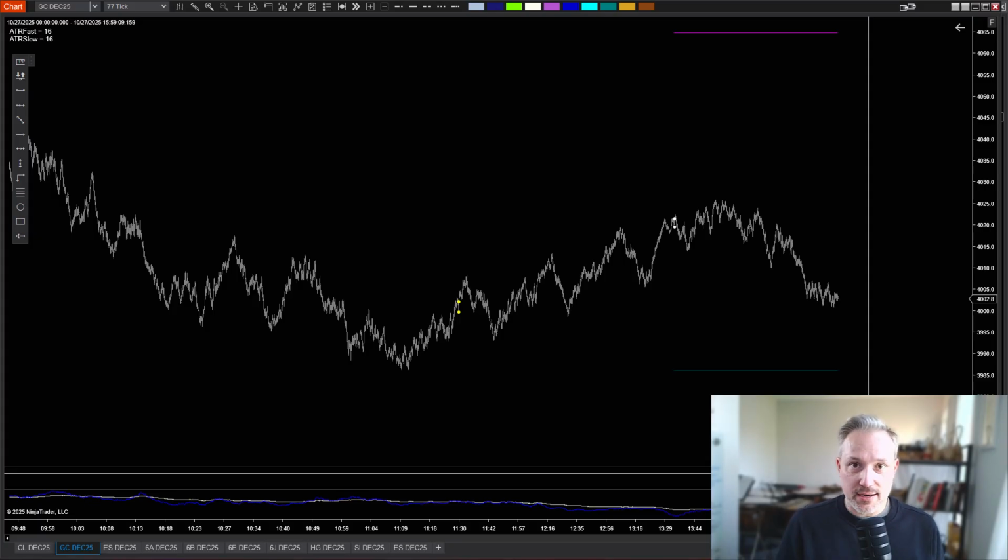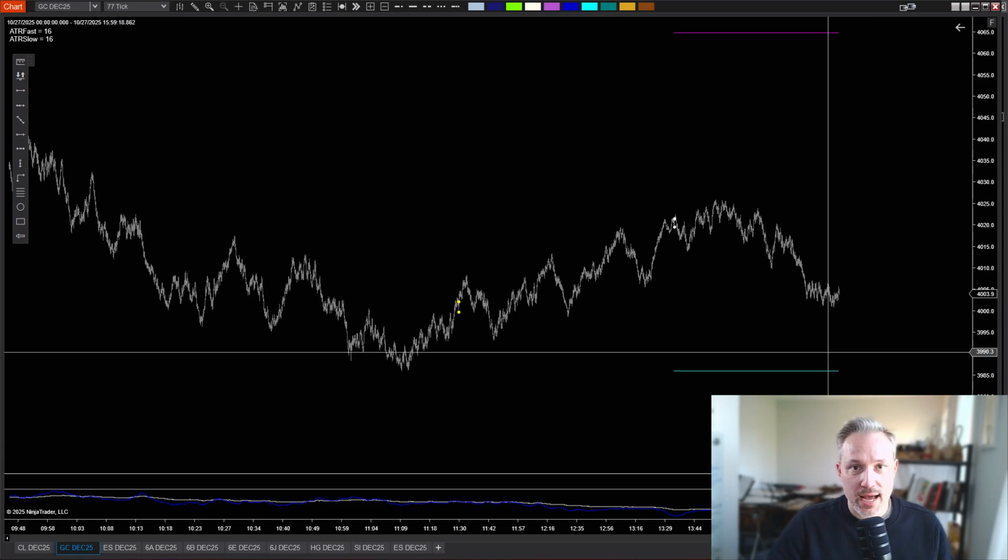This saves me a ton of time every day because I don't have to mark this out myself. This indicator just puts it right in there. So I don't have to think about it. It's there in my charts for when I need to use it.